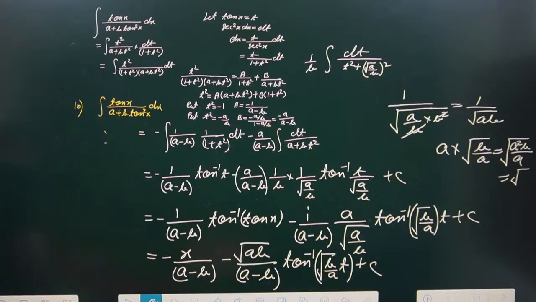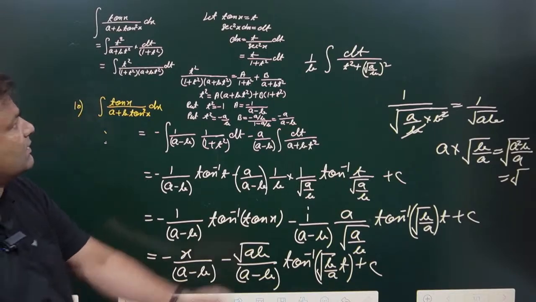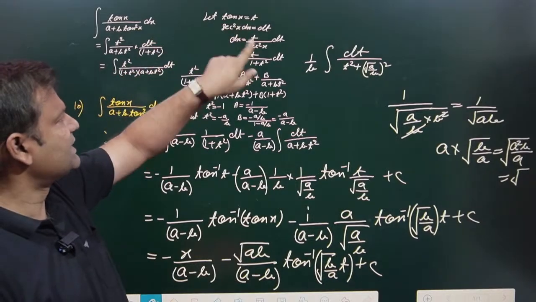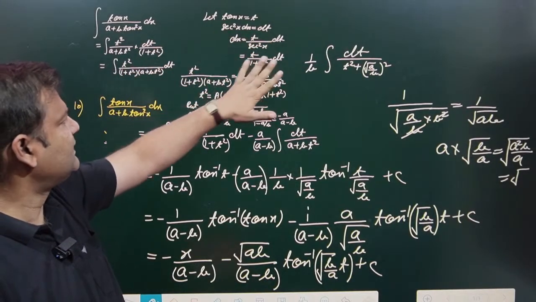It is so clear, very simple. If tan x is replaced by t, then sec square x dx is replaced by dt. After that, put that value here.